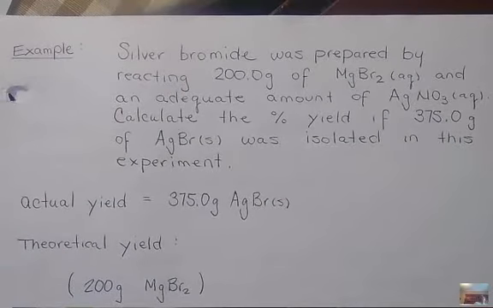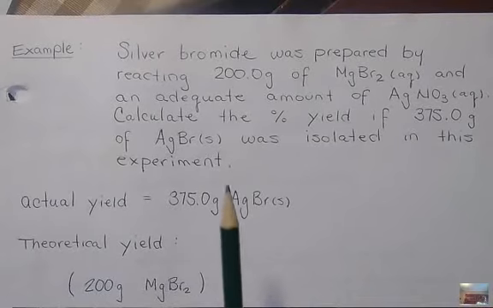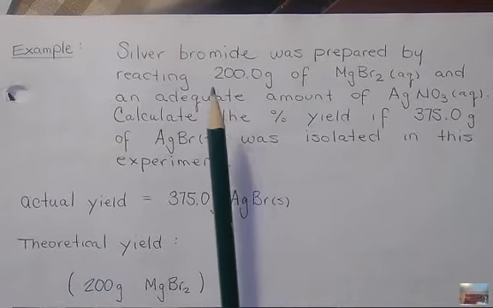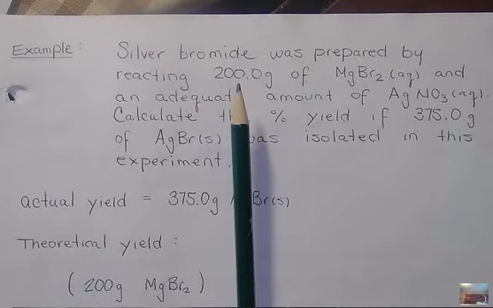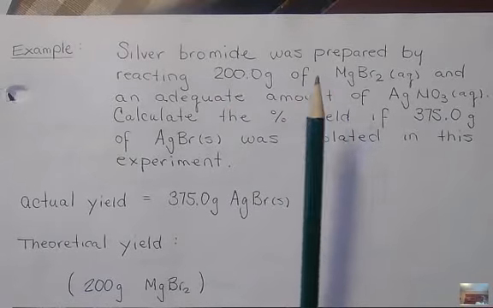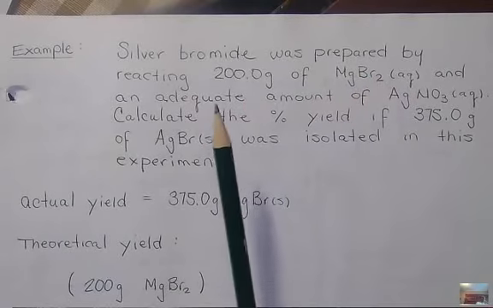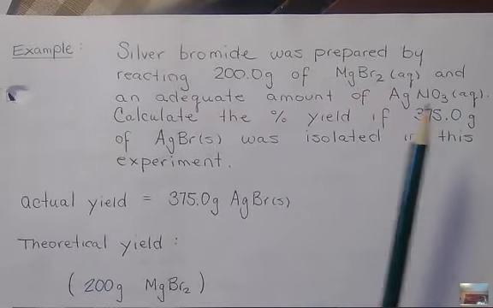We don't actually have to go all the way and do 2 separate questions and see which answer is smaller. We only have one question to do because I only have the mass, or only have the quantity of one of the reactants. Which reactant? The magnesium bromide. Okay? So we're going to see the balanced equation in a second, but this one's going to turn out to be easier. So let's read it again. Silver bromide was prepared by reacting 200 grams of magnesium bromide and an adequate amount of silver nitrate.